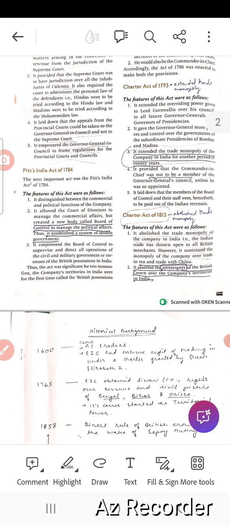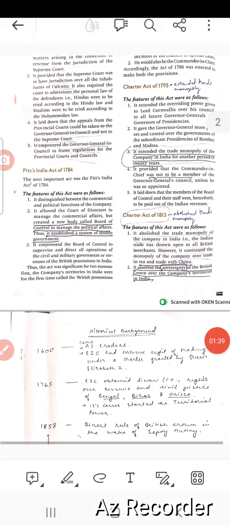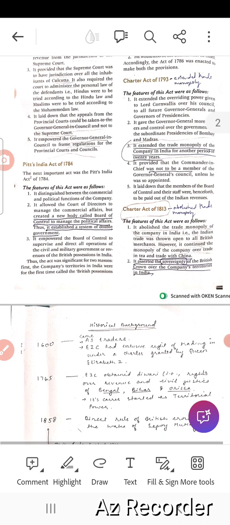Previously, what was going on? One body was there, that is the court of directors, and that particular body was responsible for all the functions, whether it is commercial function, whether it is political functions. But the Pitt's India Act created a new body called the board of control. Now the previous body, that was the court of directors, will look after all the commercial functions of the company. But the new body that was created, that is the board of control, will look after the political functions.